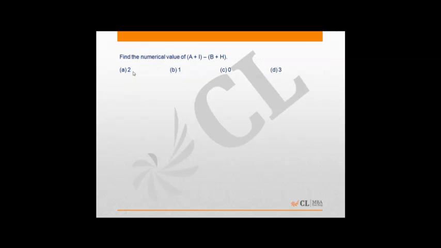Next, find the numerical value of A plus I minus B plus H. We know that A is 29, I is 25, minus B plus H. B is 28, H is 24. So 29 plus 25 is 54 minus 52 is equal to 2. Answer is option A.